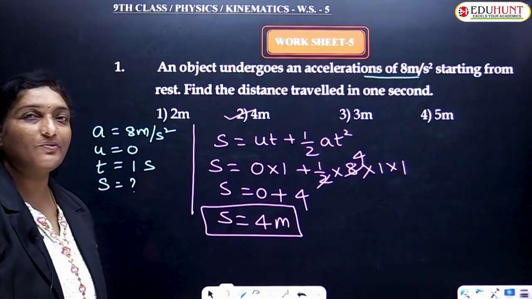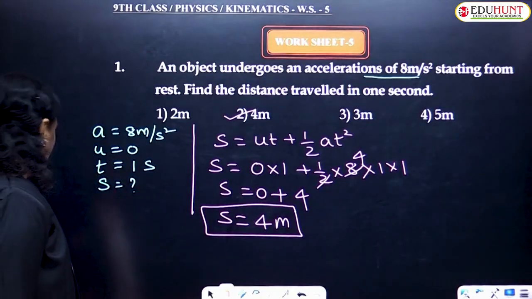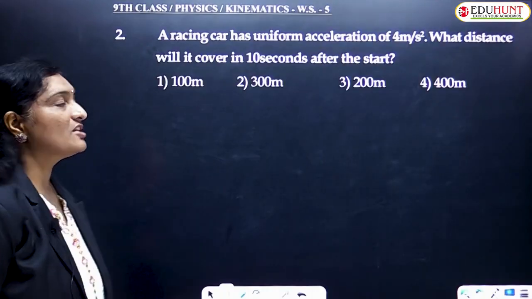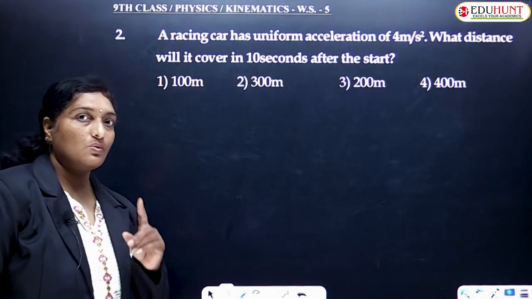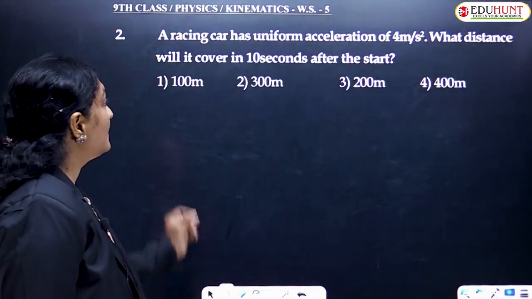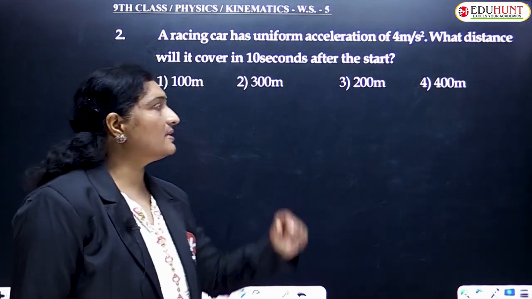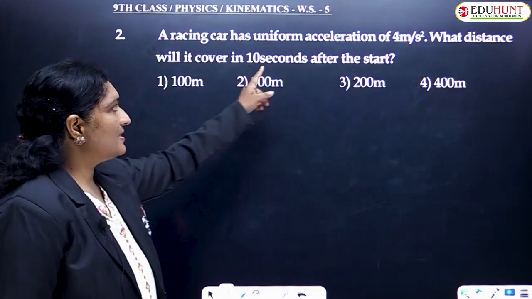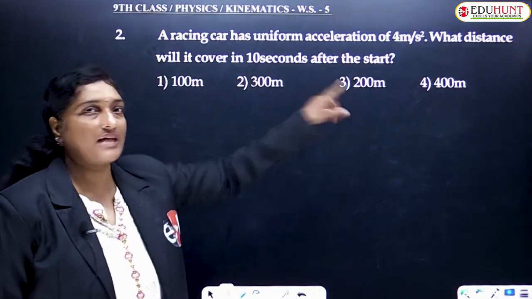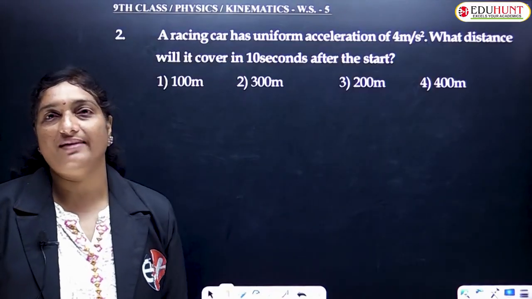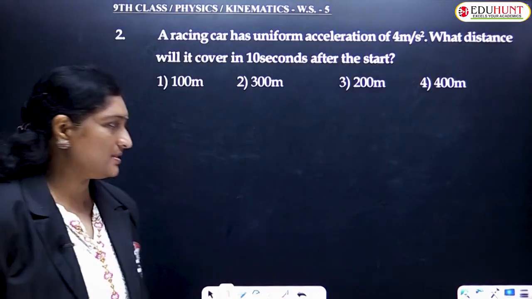Okay, children? So moving to the next question. Here, a racing car has a uniform acceleration of 4 meter per second square. So what is given, children? Acceleration was given to be 4 meter per second square. What distance will it cover in 10 seconds after the start? You are asked to find the distance and the time was given as 10 seconds, and after the start, the moment it starts means initial velocity is 0, similar to the previous problem.